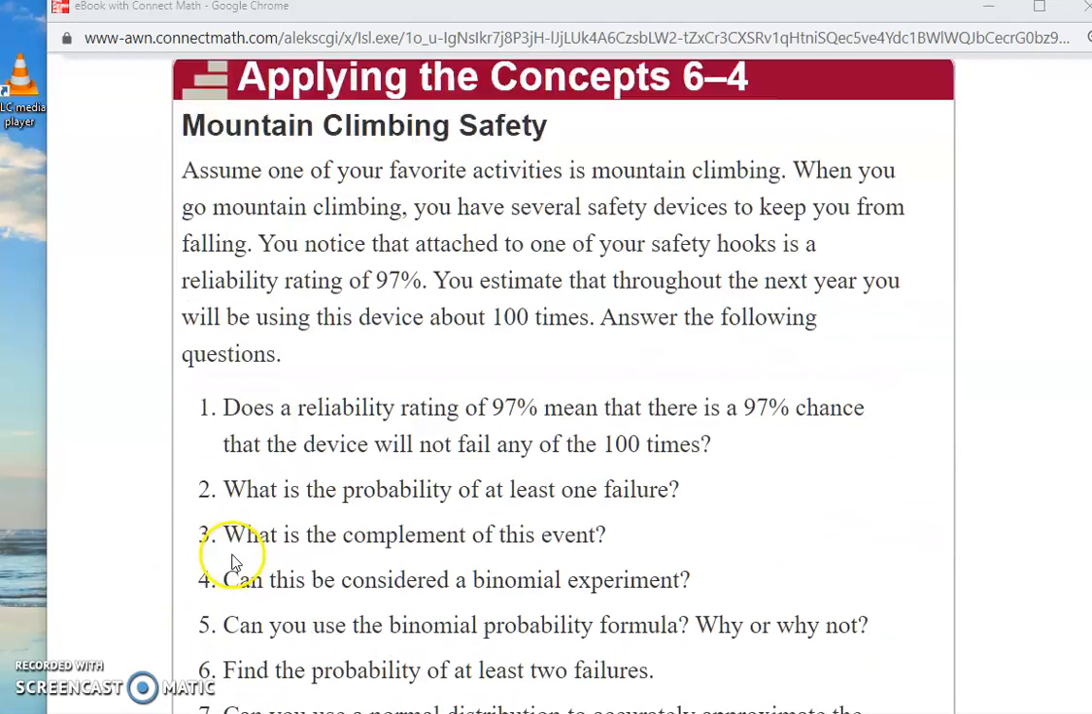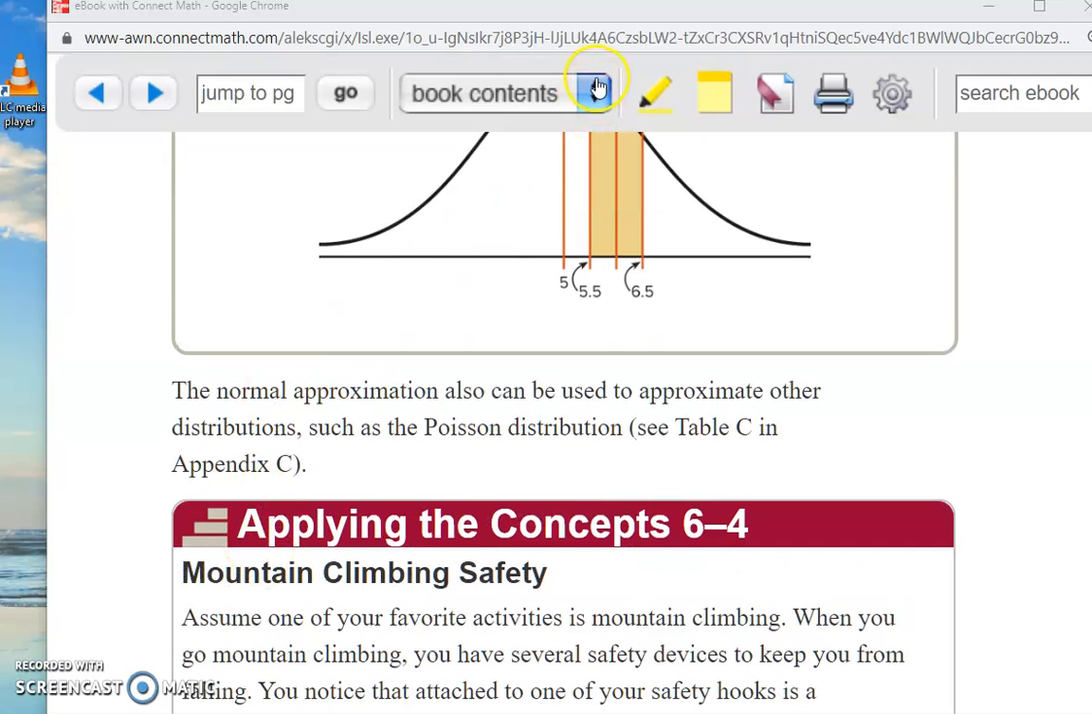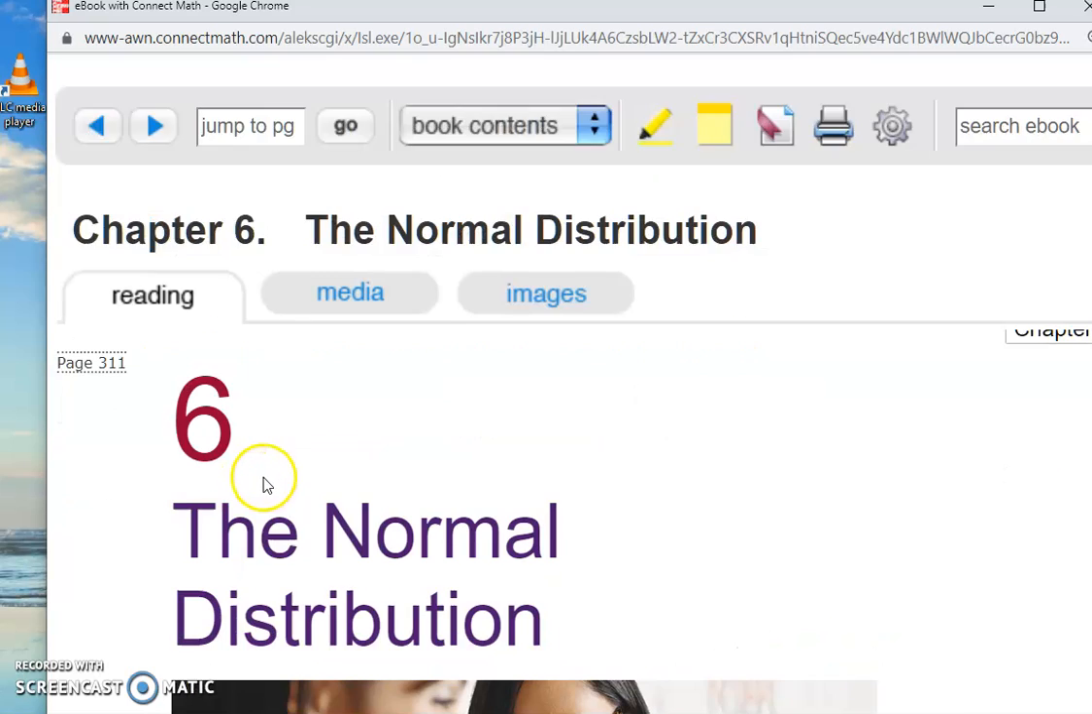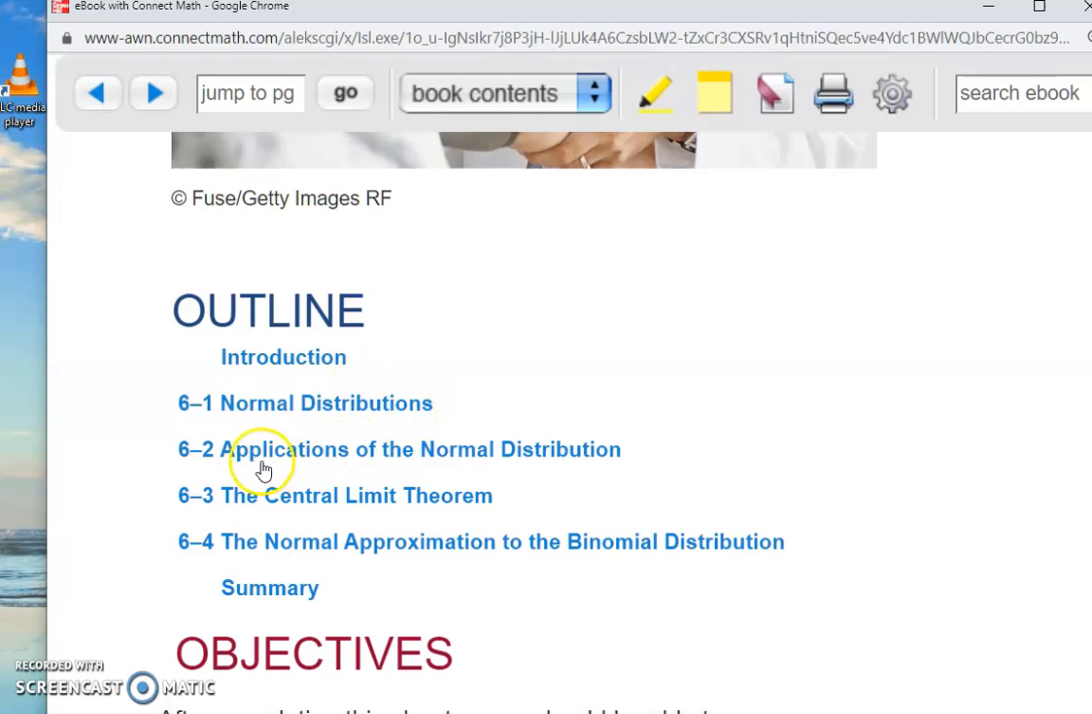Okay, so that's the end of this section. That's the end of this chapter. So what we did here in chapter 6 is we talked about the normal distribution. So it's a very important distribution. We discussed it at length. Talked about a few applications.